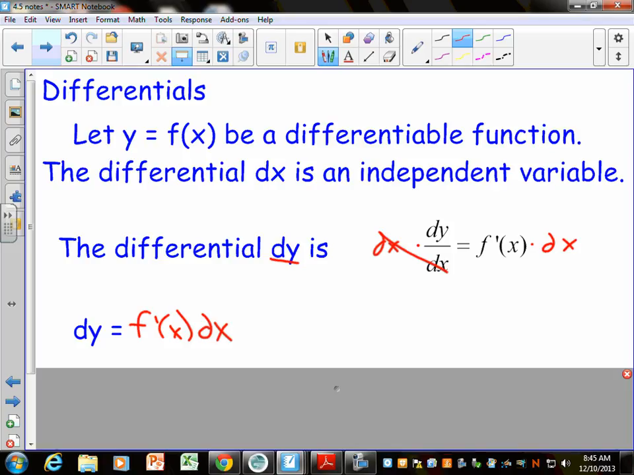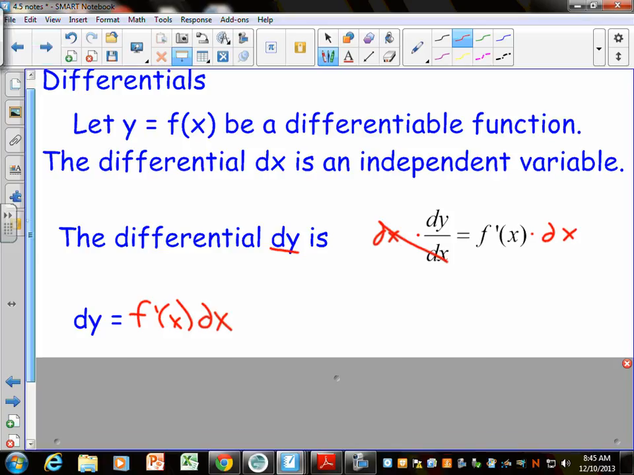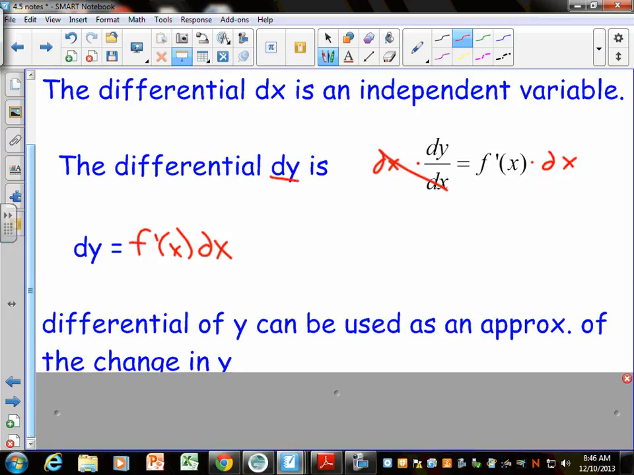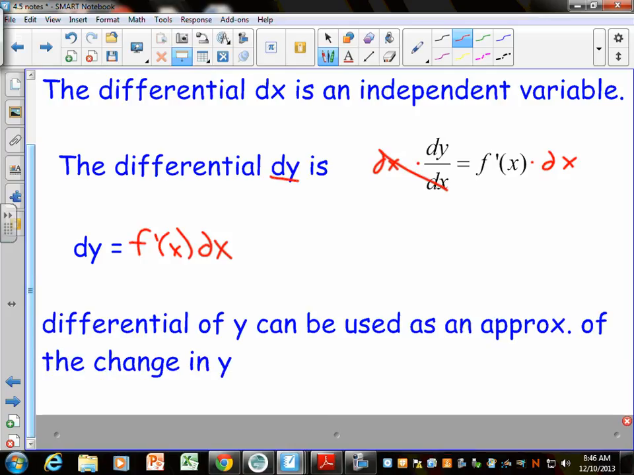When you separate them, when you solve for dy, the big thing I want you to practice doing is just being able to find the derivative and multiply by dx. What's the use of this? dx can be thought of as a little change in x, or like an error. You can compute how much error something has using differentials. We're not going to do a whole lot of that. But the differential of y can be used as an approximation of the change in y. And then in your book they go into computing error.